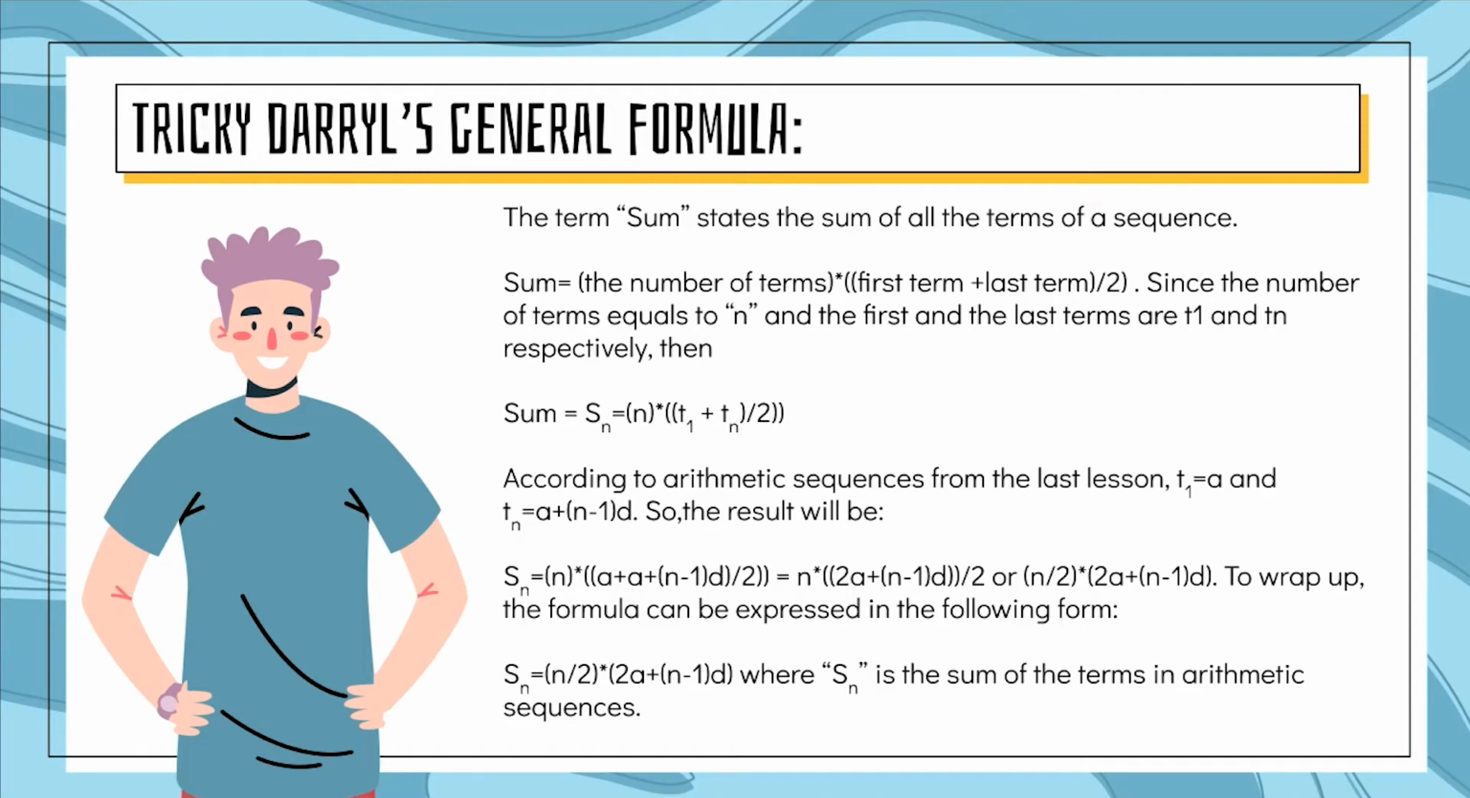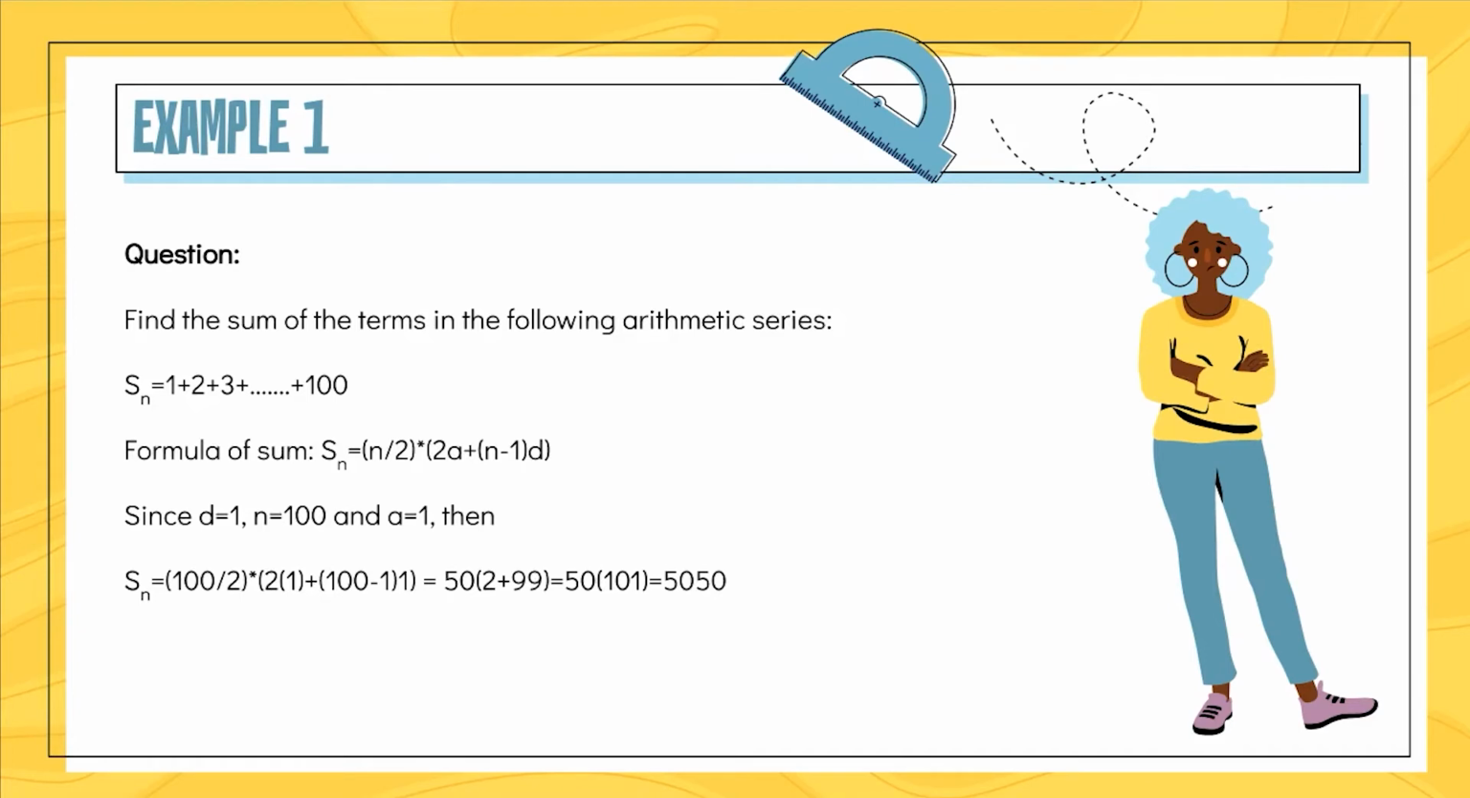And the next example question: find the sum of the terms in the following arithmetic series. First of all, write the formula and put in the numbers. For example, the first term is 1 and the last term is 100. Put them in the formula and we can find the answer.